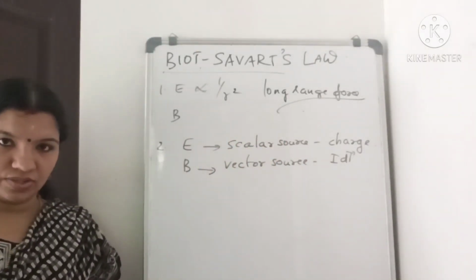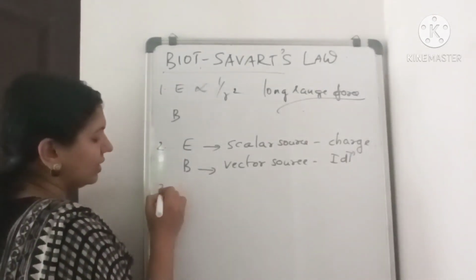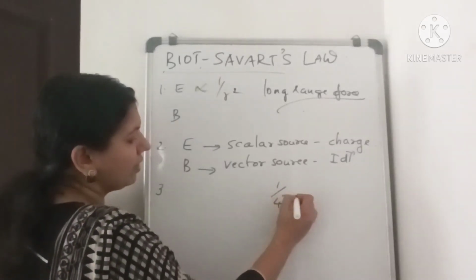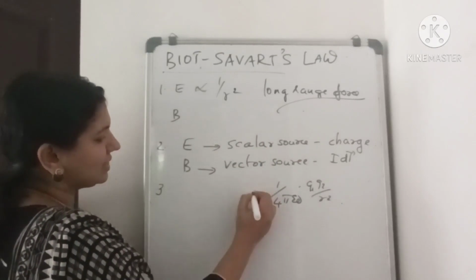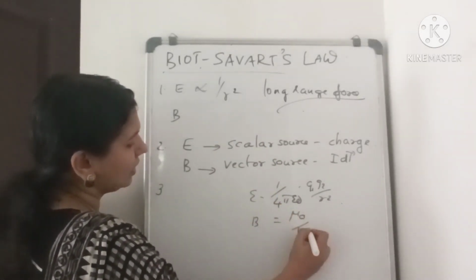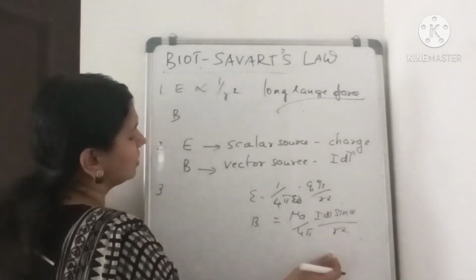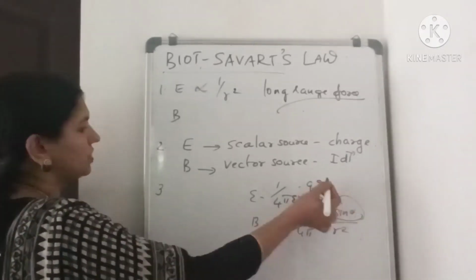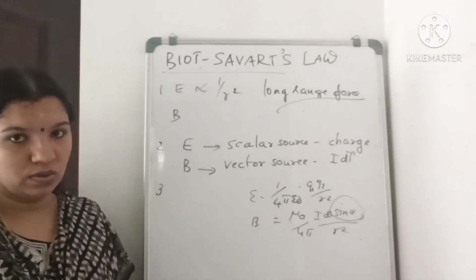Okay. Now here in Biot-Savart's law, there is an angle dependence, isn't it? In Coulomb's law, we have the expression 1 by 4 pi epsilon naught Q1 Q2 by r square. But in Biot-Savart's law, we have the expression mu 0 by 4 pi into I dl sine theta by r square. So in this expression you can see that there is an angle dependence which is not present where? In Coulomb's law.